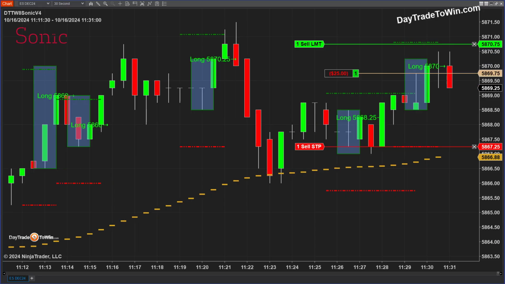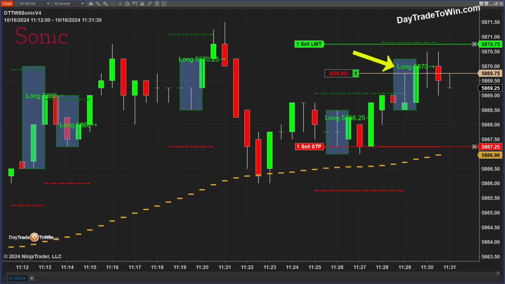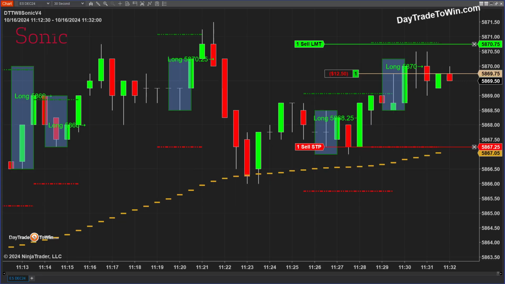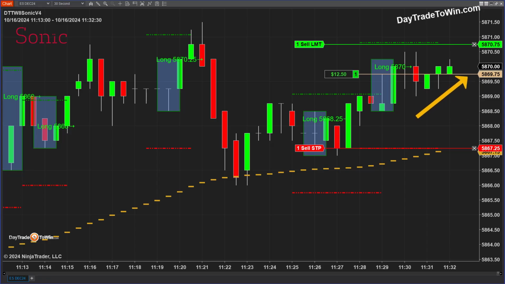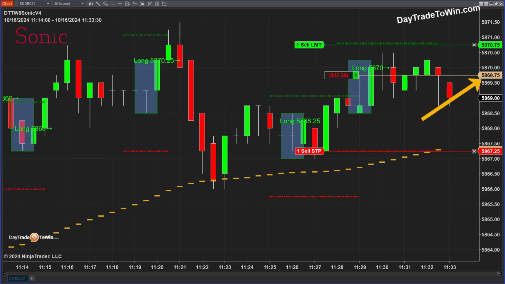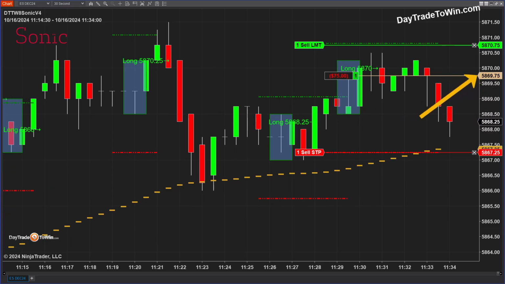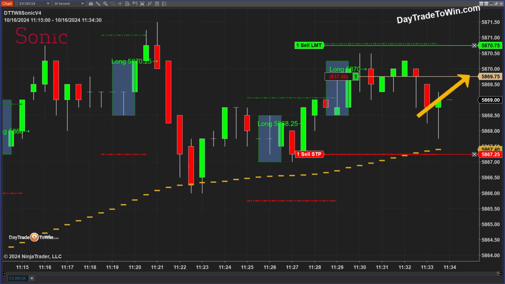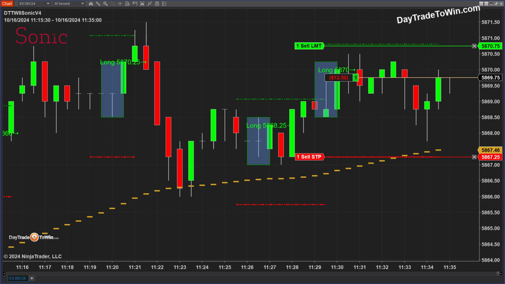Take a look at this current example. The Sonic system is telling us 58.70. I placed the limit order at 58.69.75. My advantage is that I'm not getting any slippage. I'm getting in at a better price. My target stays the same. If I wanted to, I could change it, but my target stays the same, so I'm making a little bit more when it hits my target. And if I do get stopped out, it's a smaller loss.